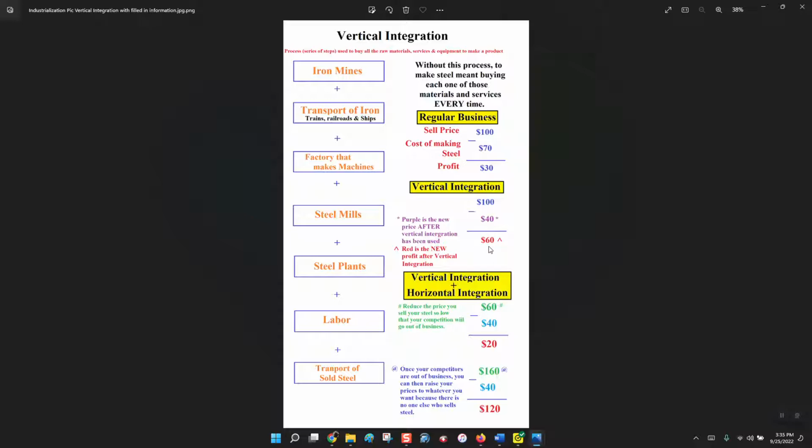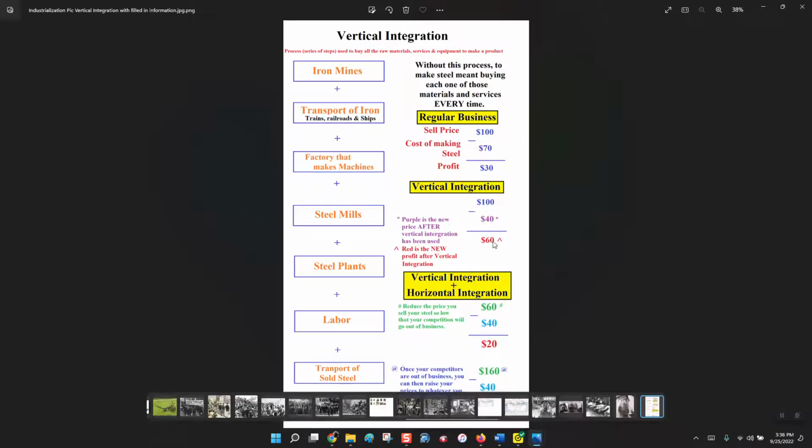So now you just doubled your profits to $60 a steel beam. And it's going to take you a little while to get your money back for all the money that you invested in buying all these things, but eventually you will. And from that point forward, 100% profit will be $60 a steel beam, twice as much as you used to make when you were rich. So what does that mean? It means you're really rich now.